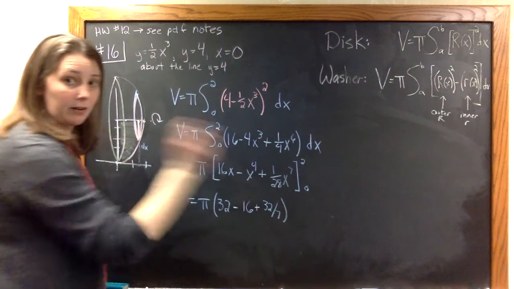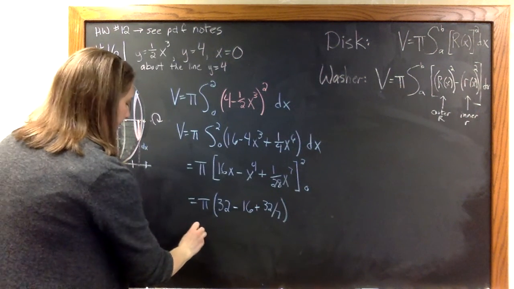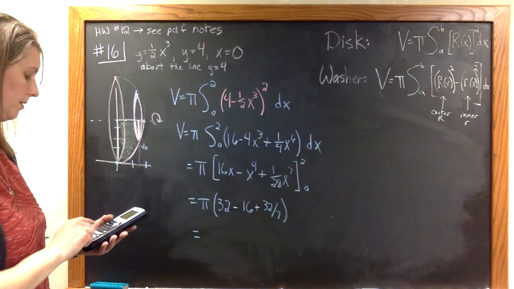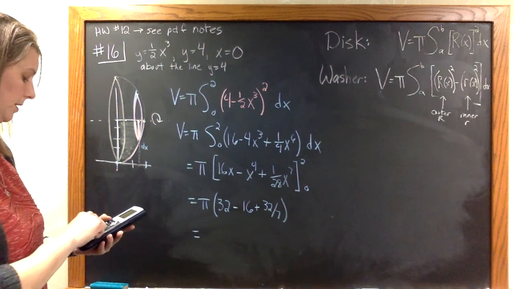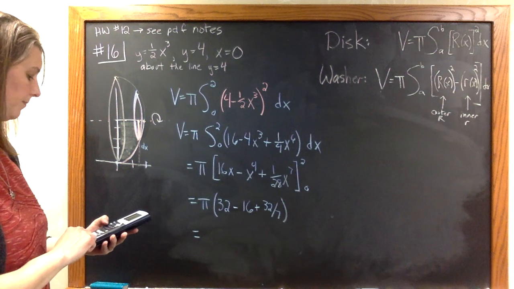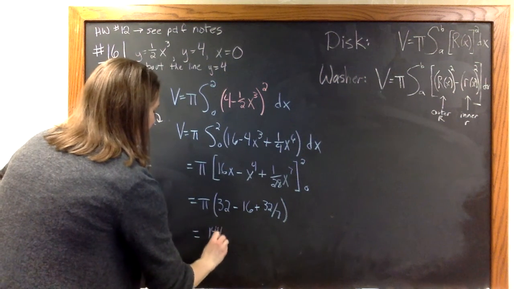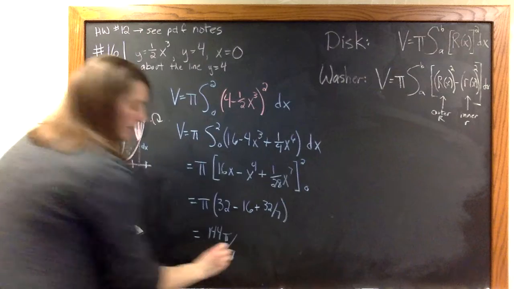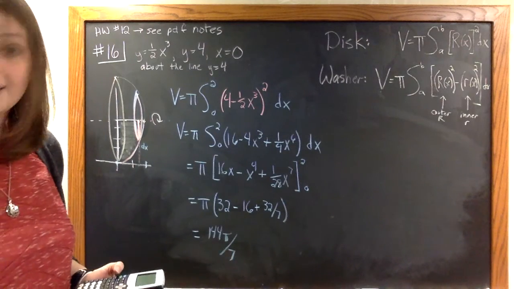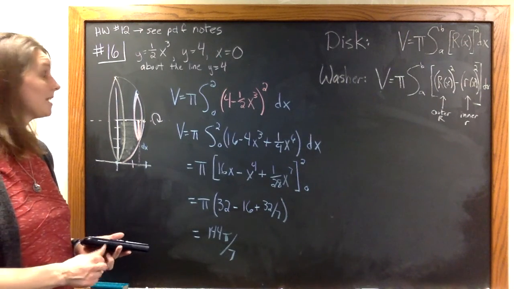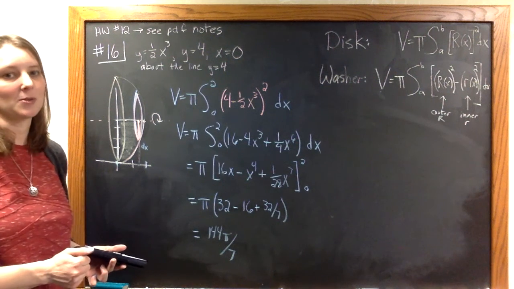When I plug in 0, they're all going to be 0, so I'm not going to worry about that. And then I might just ask the calculator about this. Convert it to a fraction. And we get 144 pi over 7. Let me check my answer key. Is that what I was supposed to get? It is. Hey, look at that. We made it. Yeah. I'm also going to do question number 20 in the next video.